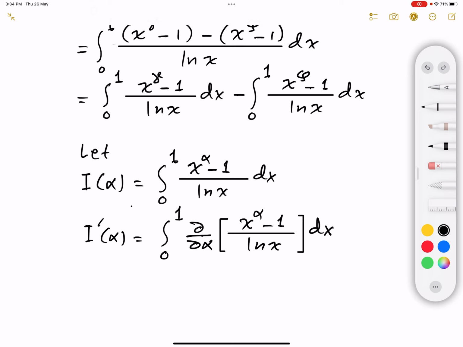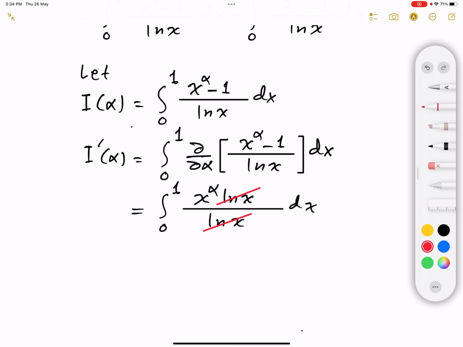So this is going to be equal to the integral from 0 to 1 of x^α times the natural logarithm of x, minus the derivative of 1, which is 0 because it's a constant, divided by the natural logarithm of x dx. And of course, ln x is going to get cancelled with the ln x, and we're going to be left with the integral from 0 to 1 of x^α dx.